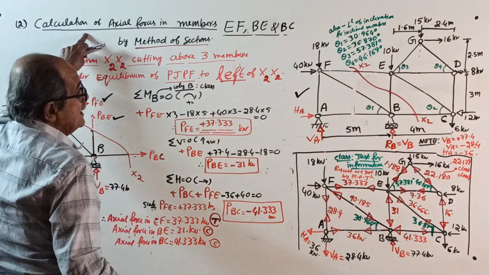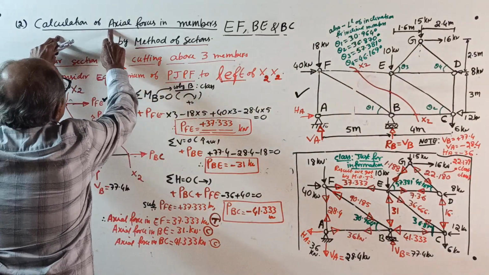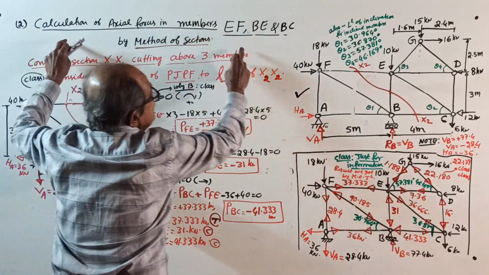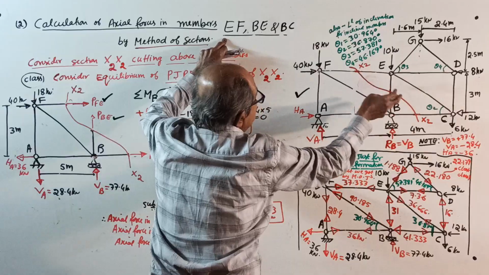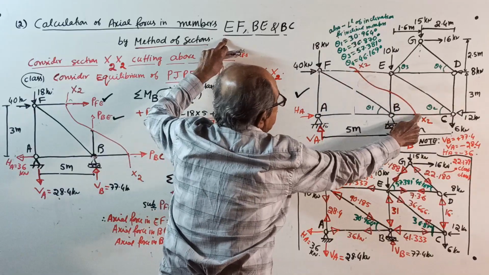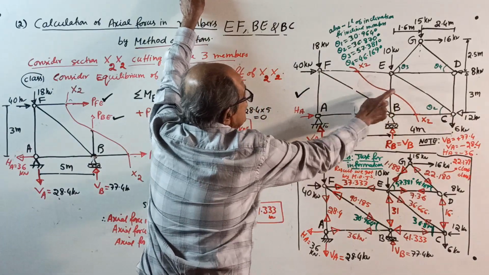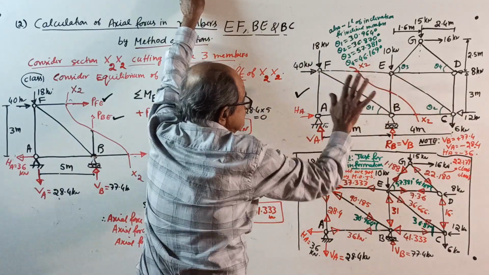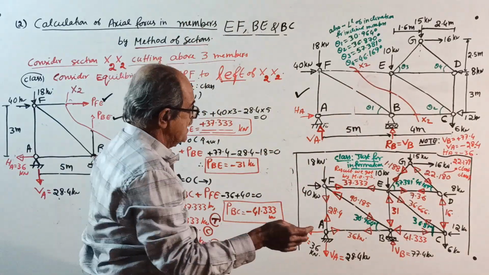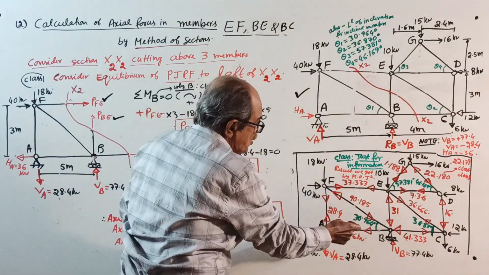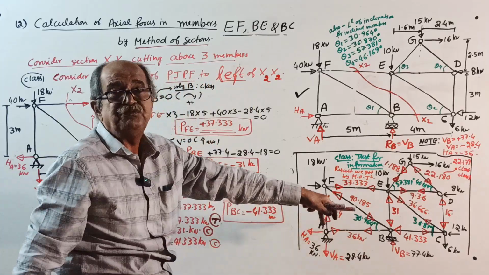Now, second part of the question, calculation of axial forces in members EF, BE and BC. See, EF, BE and BC. Those who are serious should write the sketch once again. See, remove that last one. I forgot last time. The last time, these three we got. Check the answer. Perfectly same.